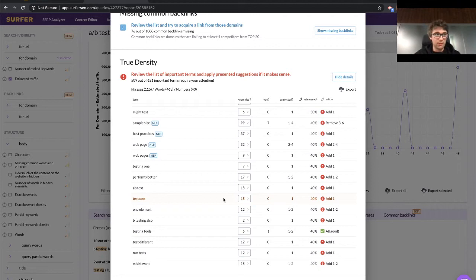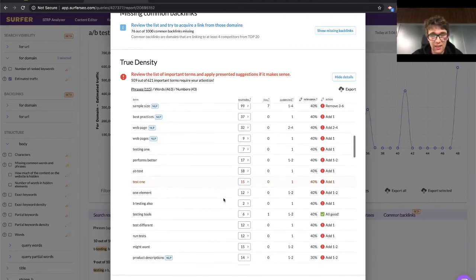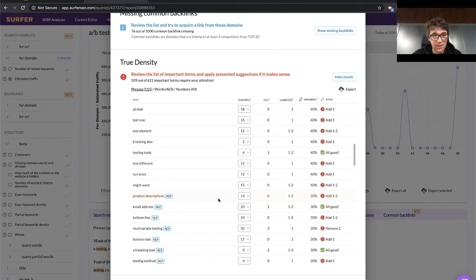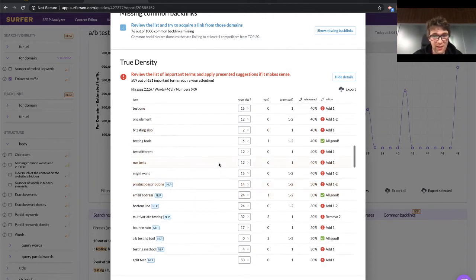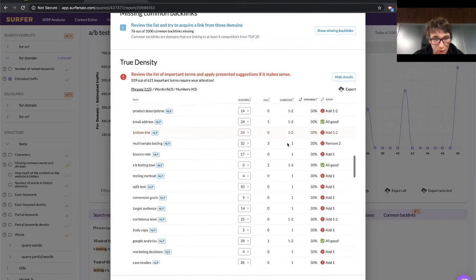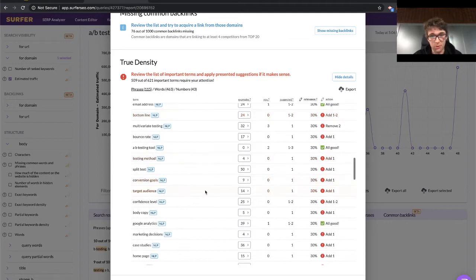And I'm 100% sure that if it covered those terms like A/B testing in product descriptions, running tests, testing tools, that's actually on the page, but you see tons of zeros: conversion goals, target audience, confidence level, body copy, that's all missing. Or "you make a marketing decision based on the A/B test," and that sentence is also missing.